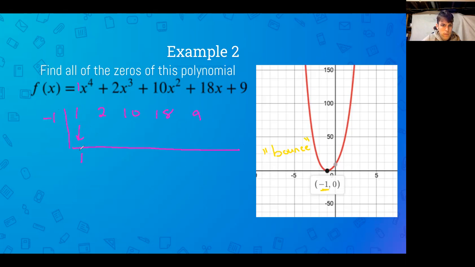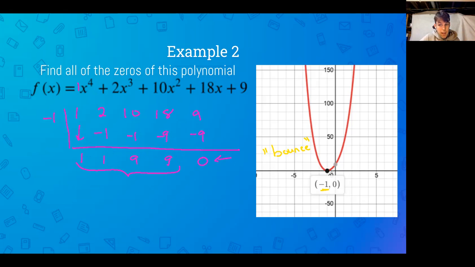Bring down my first one, -1 times 1, add these together, -1 times 1, add these together, -1 times 9, add these together, -1 times 9, add these together, remainder 0. Obviously, we were expecting remainder 0 because it was a 0. And this would be our reduced polynomial. Reduced by 1 power, so it'd be x to the third plus x squared plus 9x plus 9.